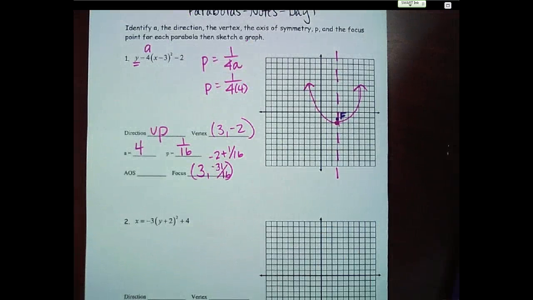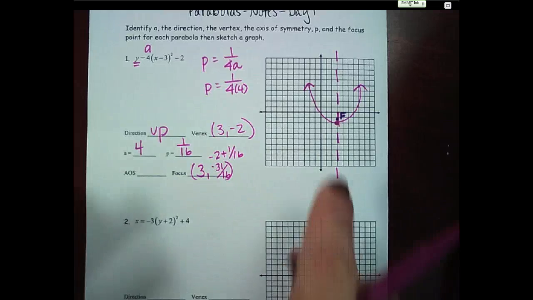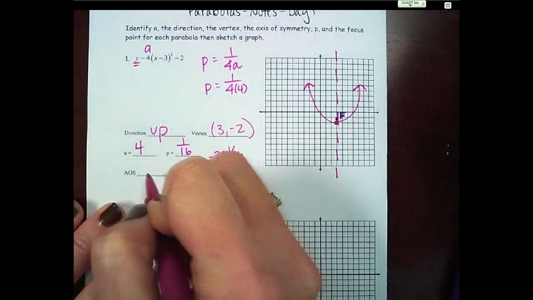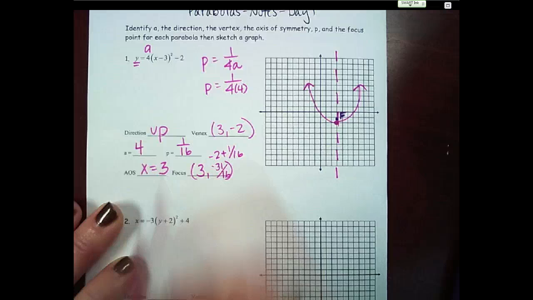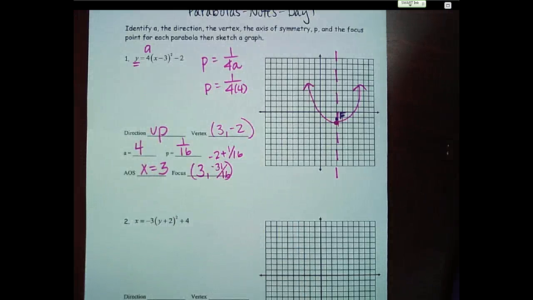And it's always a line. The axis of symmetry is in line, and it crosses right through the x-axis at 3. So it's x equals 3. Pretty easy, right? Okay, let's go to the next one then.